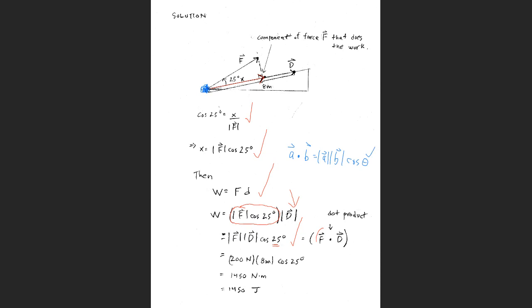So you might wonder, well, where did that come from? Why is that important? Here we go. We need to use the dot product to compute work. And so we know the length of the force vector is 200 newtons. The distance vector is 8 meters. And the angle between them is 25 degrees. So we get 1,450 newton meters. And that's how you compute the work.